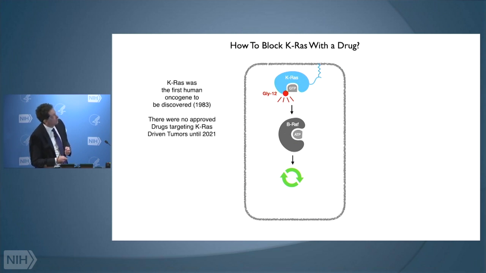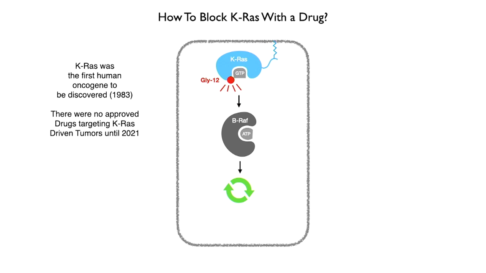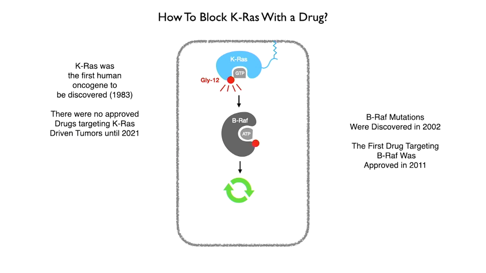So it was first discovered as a human oncogene in 1983, and until 2021, there were no direct inhibitors approved for patients. And if you want to compare that to what a successful druggable protein looks like in terms of timeline, the BRAF mutations were discovered many, many years later in 2002, but as soon as they were discovered, 9 years later, there was an approved BRAF inhibitor. So from discovery of the oncogene to approval, it was only 9 years versus decades in the K-Ras case.